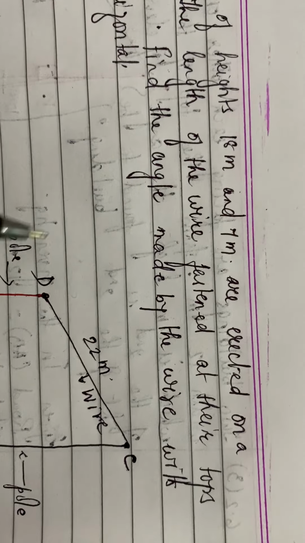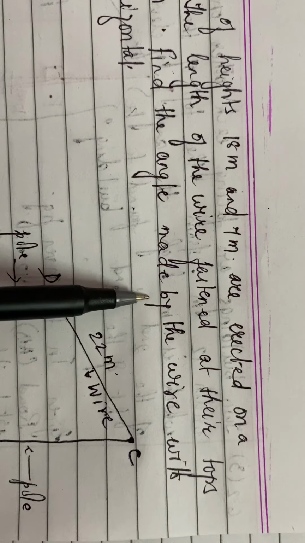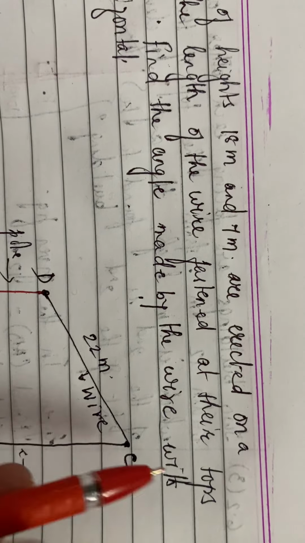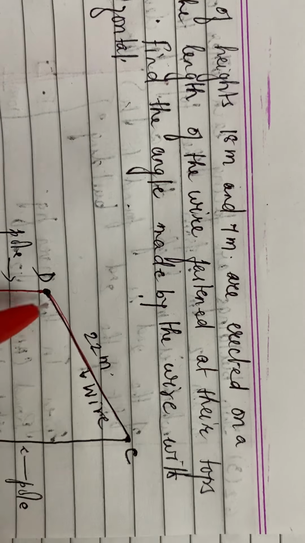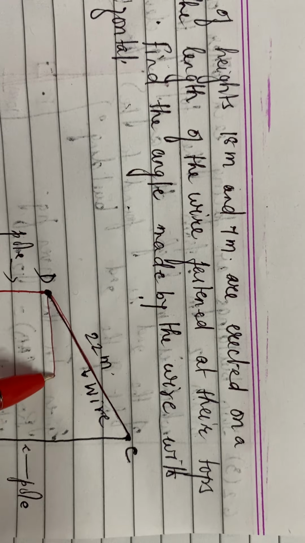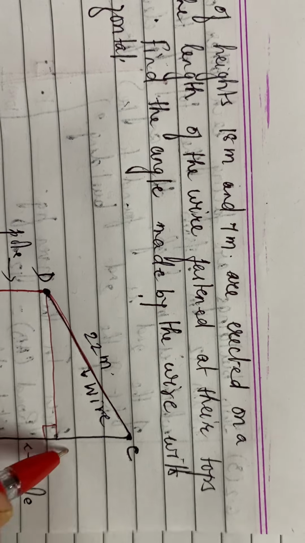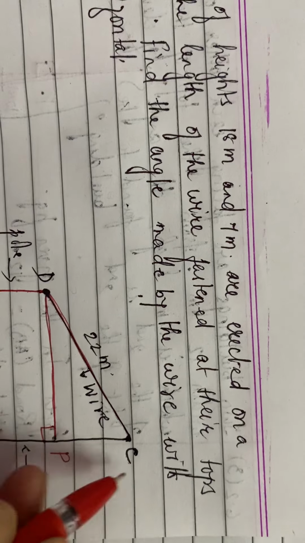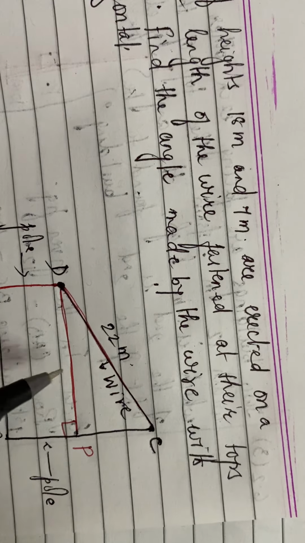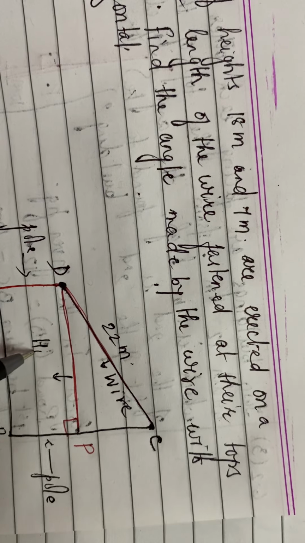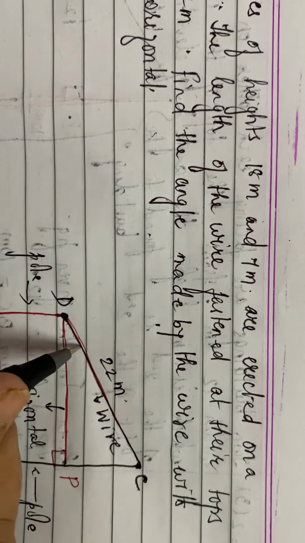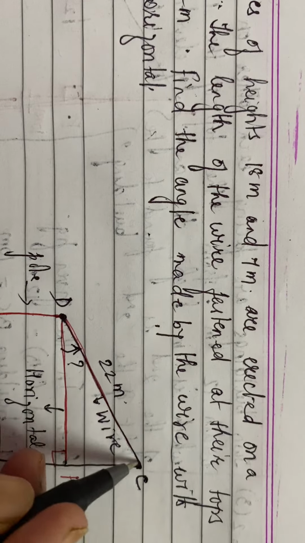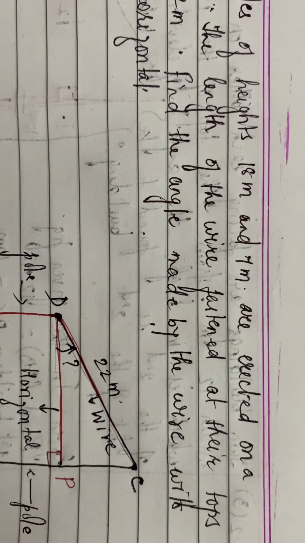What is he asking you to find out? Find the angle made by the wire with the horizontal. Now this wire will make an angle with the horizontal. So draw DP perpendicular to BC. So this is your horizontal. We have to find out this angle. How much is the angle made by this wire with the horizontal?